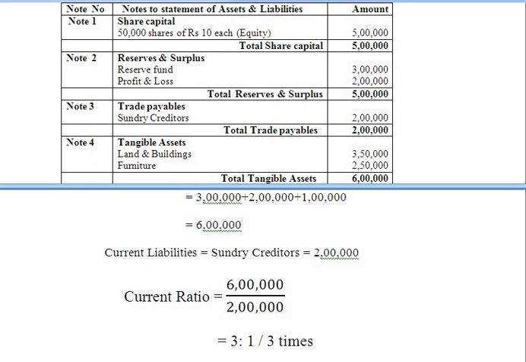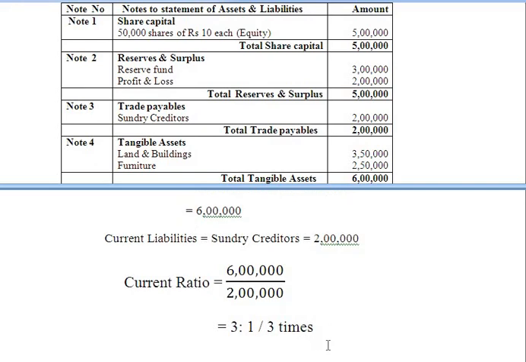So you understood the calculation of current ratio. What is the current ratio? 3:1. And what is the ideal ratio? It is 2:1. So the actual current ratio is more than the standard ratio, which means that the firm has a good liquid position. The firm has good, sufficient working capital.